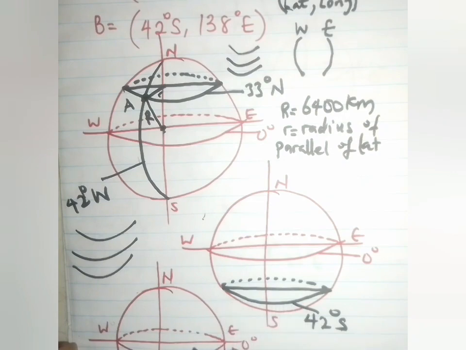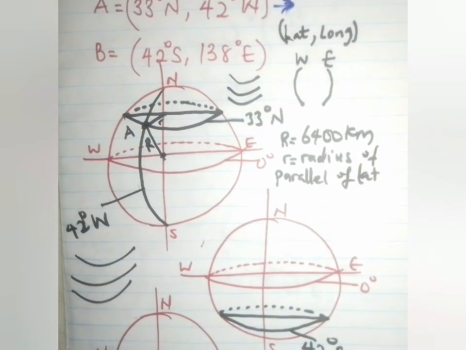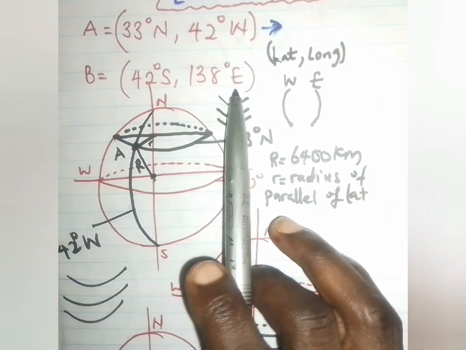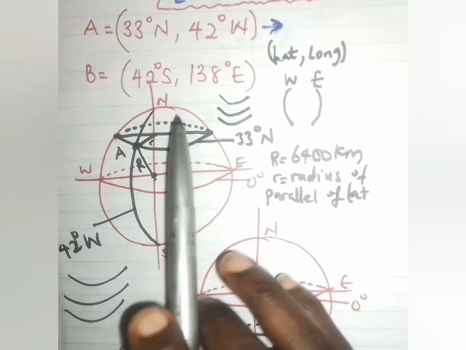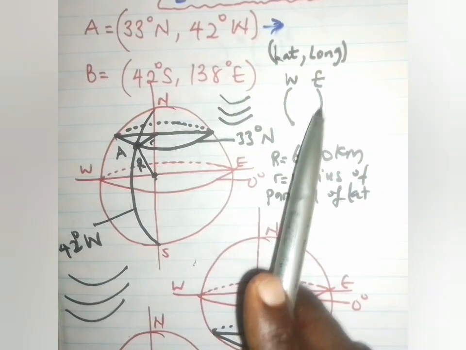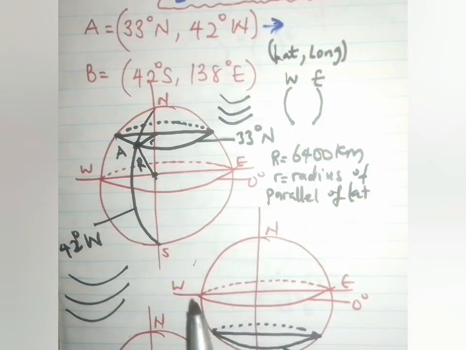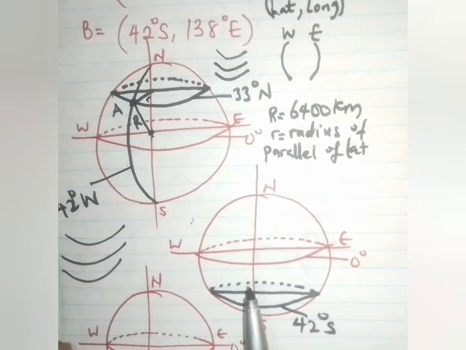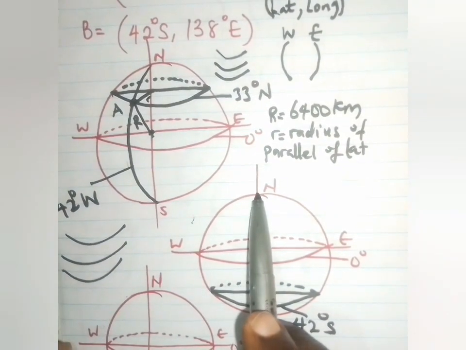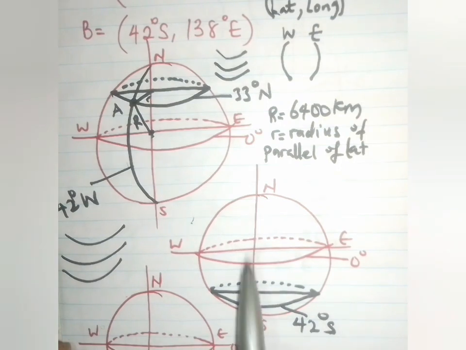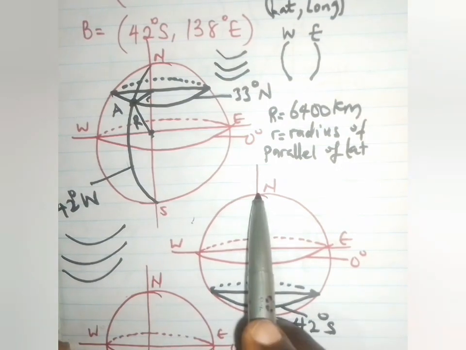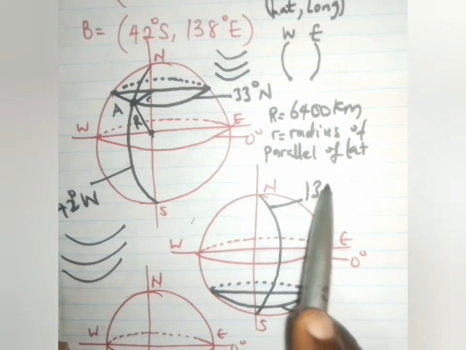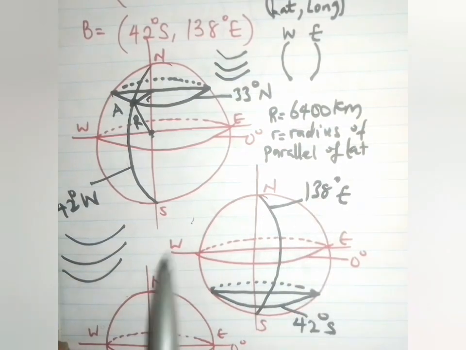Let's move on to the longitude part. The longitude part, what we have here is 138 degrees east. This is longitude. Since it's on the eastern side, it's going to bend like this. Okay, so just move like that from the north to the south pole. So we move like this down here. Then you label it 138 degrees east.